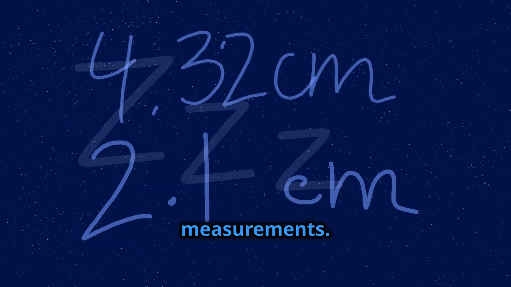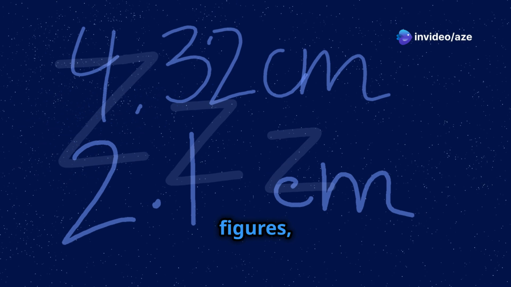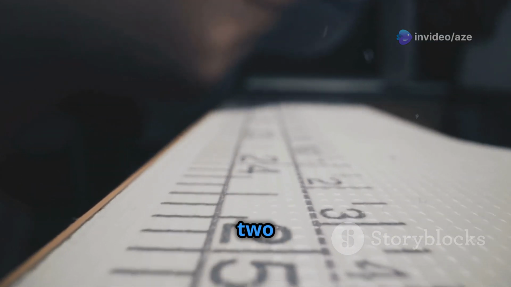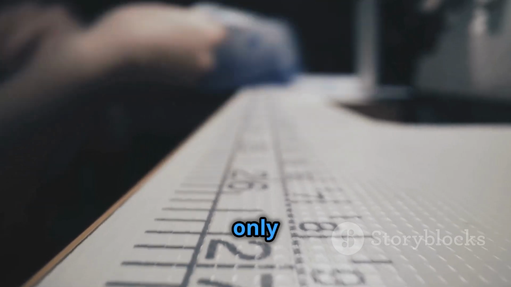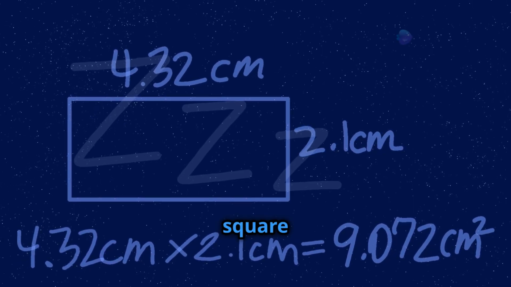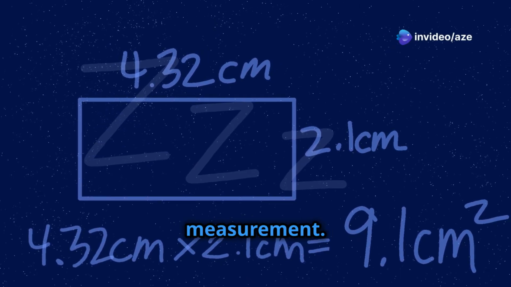Now let's look at our measurements. The length, 4.32 centimeters, has 3 significant figures, and the width, 2.1 centimeters, has 2 significant figures. Since 2 is smaller than 3, our answer can only have 2 significant figures. Therefore, we need to round our answer to 9.1 square centimeters. See how that works? We're only as precise as our least precise measurement.